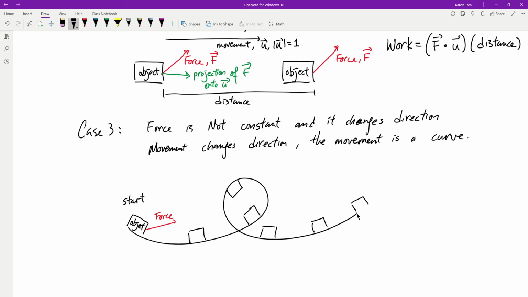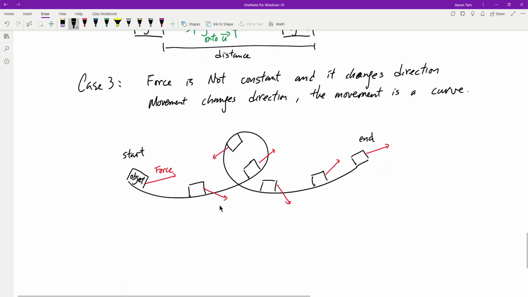but as this object moves along this path to different positions, until we get to the end, at each of these positions the force will be pointing in a different direction. And somewhere here is where it ends. How do I calculate the amount of work being done in this case?